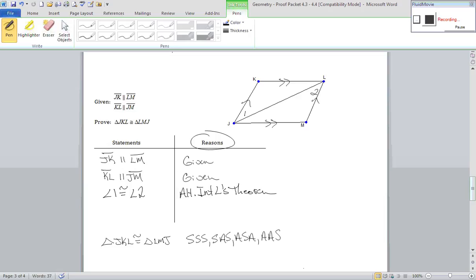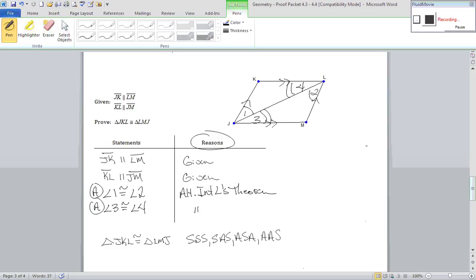For the exact same reason, angles 3 and 4 would also be congruent. They are on a different pair of lines, but both pairs of lines were given to be parallel, so we can use the same reason. So angle 3 is congruent to angle 4 by the alternate interior angles theorem. Now I'm going to mark these accordingly: one arc here, two arcs here. Now we have an angle congruent statement and an angle congruent statement.